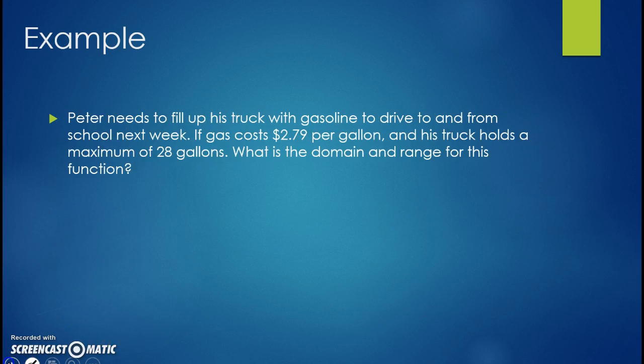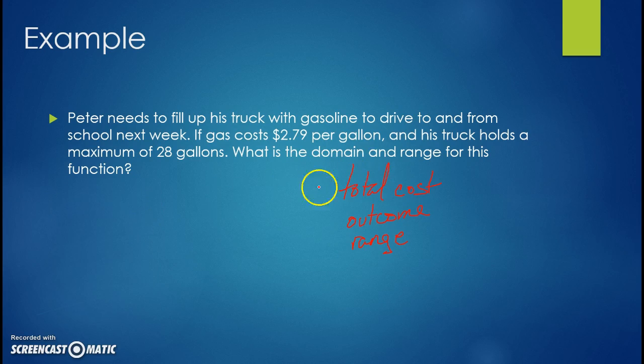Let's try it one more time. Peter needs to fill up his truck with gasoline to drive to and from school next week. If gas costs $2.79 per gallon and his truck holds a maximum of 28 gallons, what is the domain and range for this function? Well, again, the outcome is the cost, the total cost. How much money does he have to spend to fill up his truck? That's the outcome. And that is the range.